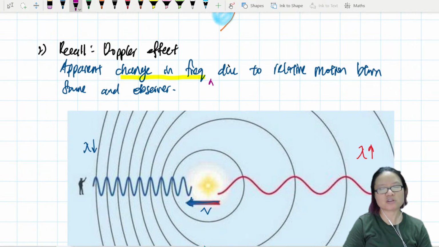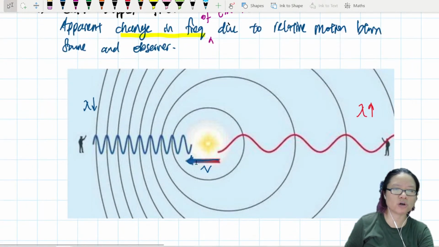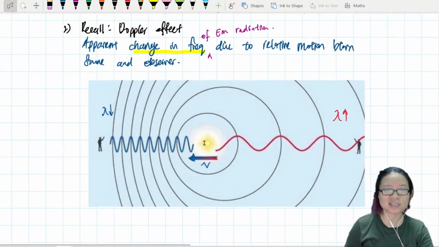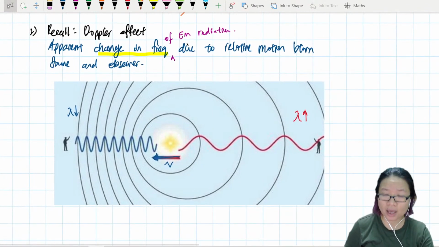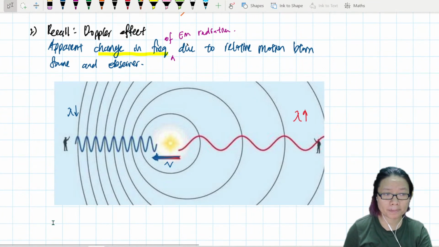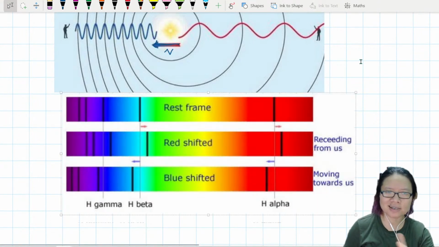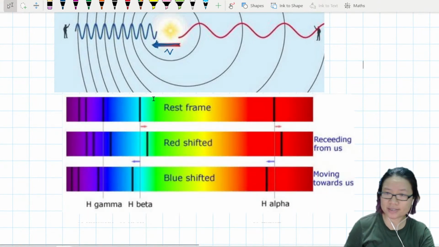If you want to make it specific to a star, then it's of the EM radiation due to relative motion between the source and the observer. Okay, so how that looks when it comes to us is we can look at the star, and what we will do is look at the signature line spectrum. So if this star is at rest, this is what I will see.